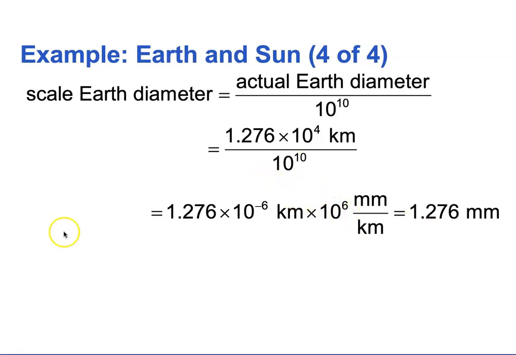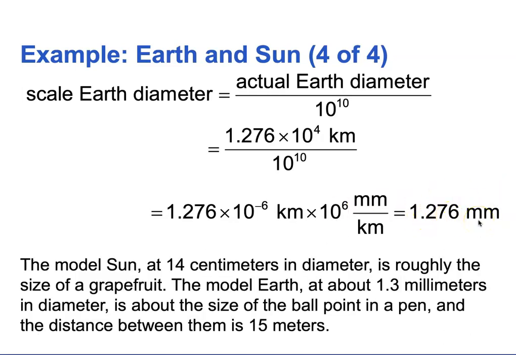And if you'll notice here, negative 6 and positive 6 cancel out, and that would be 10 to the 0, which, if you remember your properties, actually equals 1 and not 0, so it would stay 1.276 millimeters. The model Sun is 14 centimeters in diameter, roughly the size of a grapefruit. The model Earth is about 1.3 millimeters in diameter, about the size of a ballpoint on a pen, and the distance between them is 15 meters. So we've taken these huge numbers and tried to put them in perspective by putting them in a model and scaling it down.